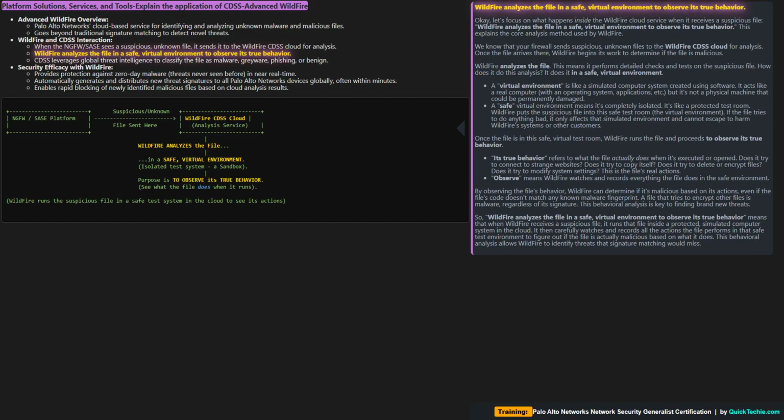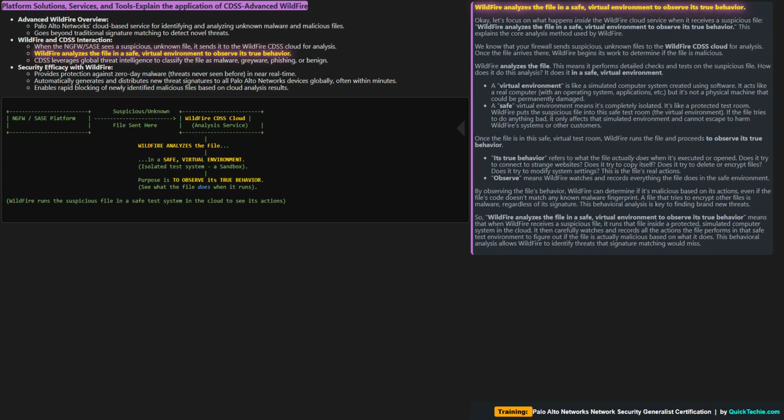Does it try to delete or encrypt files? Does it try to modify system settings? This is the file's real actions. Observe means WildFire watches and records everything the file does in the safe environment. By observing the file's behavior, WildFire can determine if it's malicious based on its actions, even if the file's code doesn't match any known malware fingerprint.